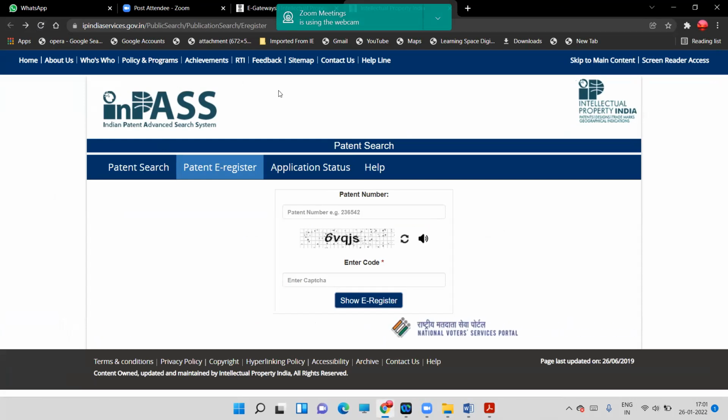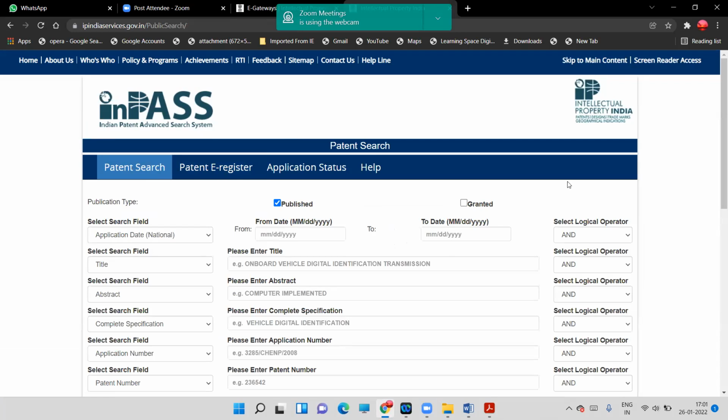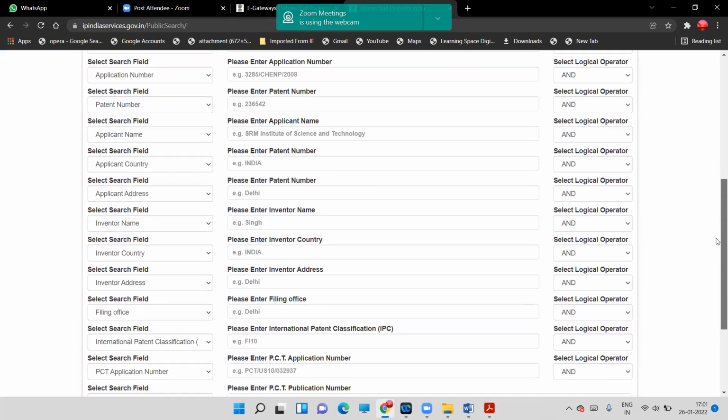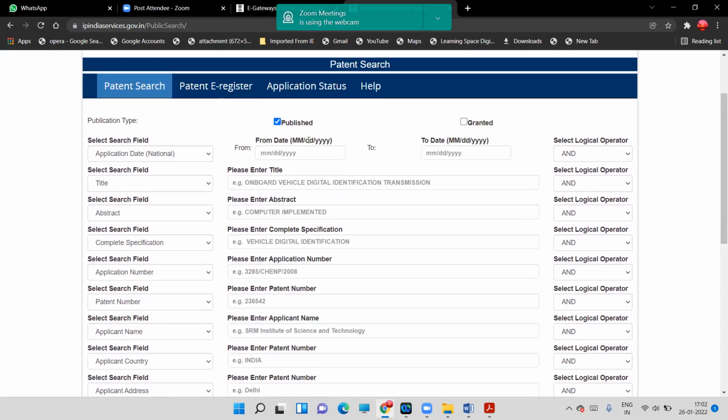Okay, candidates, see this web page, that is INPASS. INPASS is the Indian Patent Advanced Search System. In this INPASS, you can search granted or published patents. Here you have to apply different types of criteria, that is on the basis of application number or patent number or abstract or title or inventor name or priority date. You can type here and search the documents related to that patent.